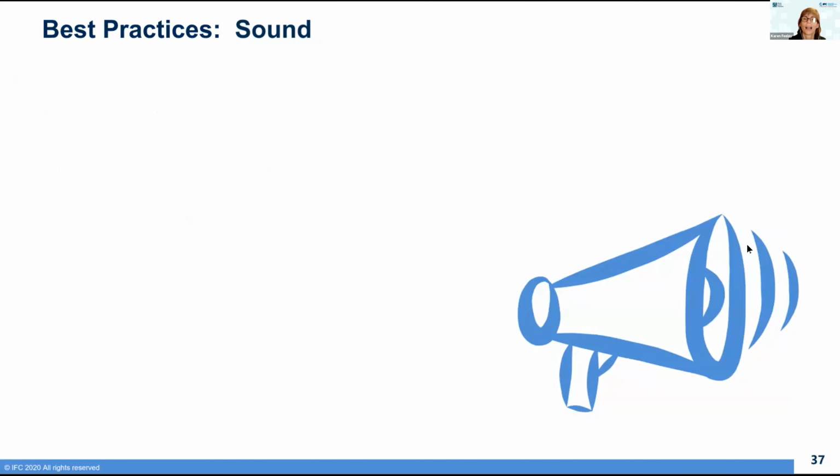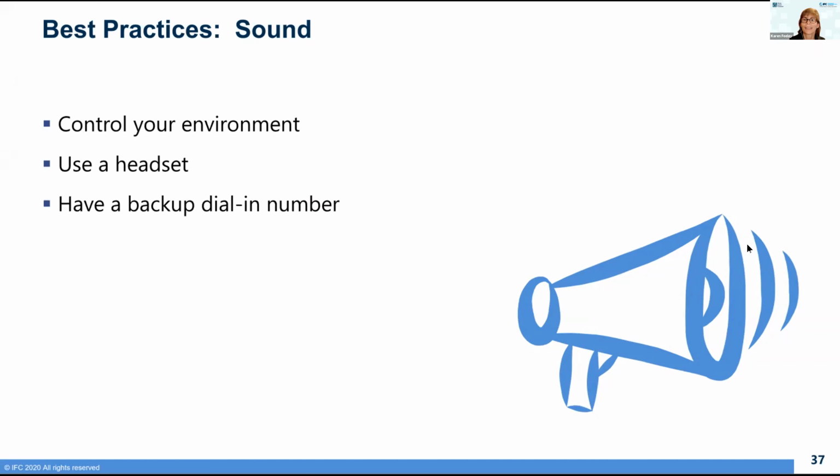Try to find a quiet spot away from children, co-workers, cars, pets, and to further block out noise, use a headset. This will also make your voice sound louder, clearer, and closer than if there is air between you and the computer's microphone.